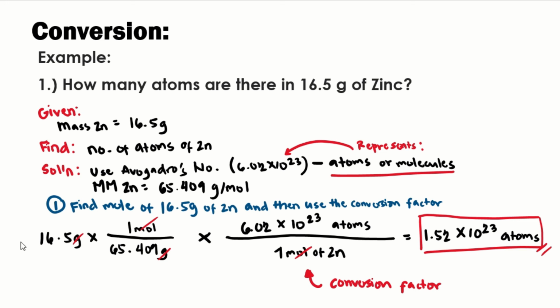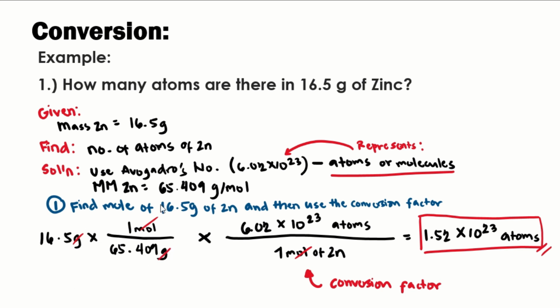So, of course, in order to find how many atoms are present in this given value, we need to find the mole using the molar mass. So the first thing you're going to do is find the mole of 16.5 grams of zinc and then use the conversion factor for Avogadro's number. What I did here is I went straight to the computation. The first part is where the mass is converted into mole using the molar mass. So we have 16.5 grams times, for every 1 mole, 65.409 grams.